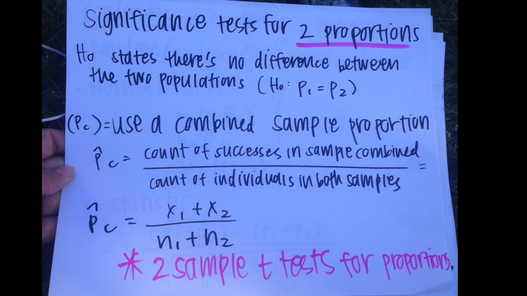Significance test for two proportions. H naught would state that there is no difference between the two populations, so P1 would equal P2. And in this case, you would use PC, which is a combined sample proportion. It's basically the count of all the successes in both samples over all the individuals in both samples. And it is important to remember that this is only used for two-sample tests for proportions.